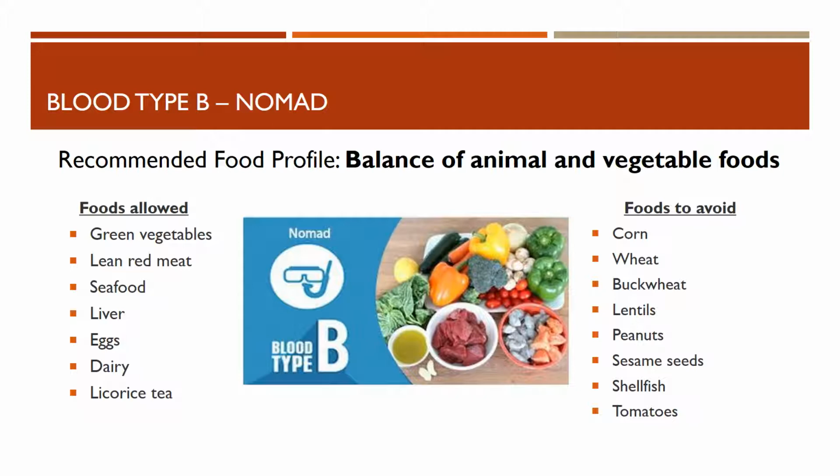Now, when he's recommending foods for weight loss, he allows green vegetables, lean red meat, seafood, liver, eggs, dairy, and licorice tea. But he does recommend people to avoid corn, wheat, buckwheat, lentils, peanuts, sesame seeds, shellfish, and tomatoes.